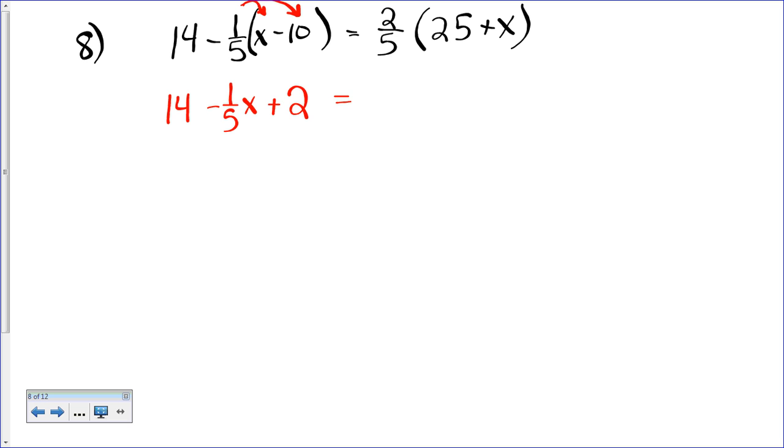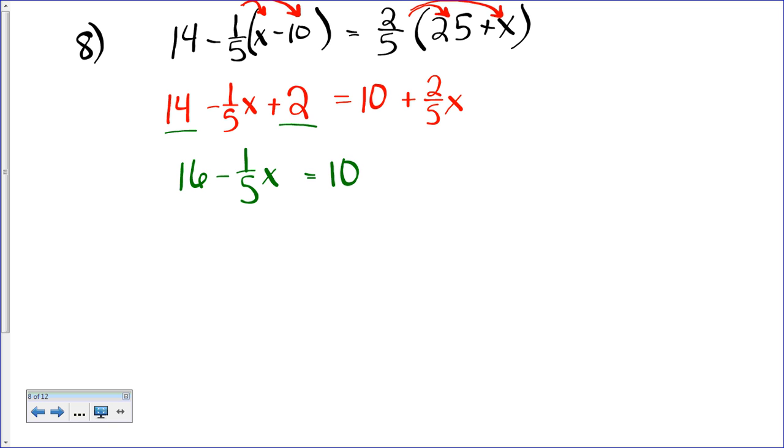On this side, 2/5 times 25 is 10, and 2/5 times x is 2/5 x. Now before we start taking stuff away from each side, we want to see if we can put anything together on the same side of the equal sign. I can put together my 14 and my 2. So 14 plus 2 is 16, minus 1/5 x equals 10 plus 2/5 x.